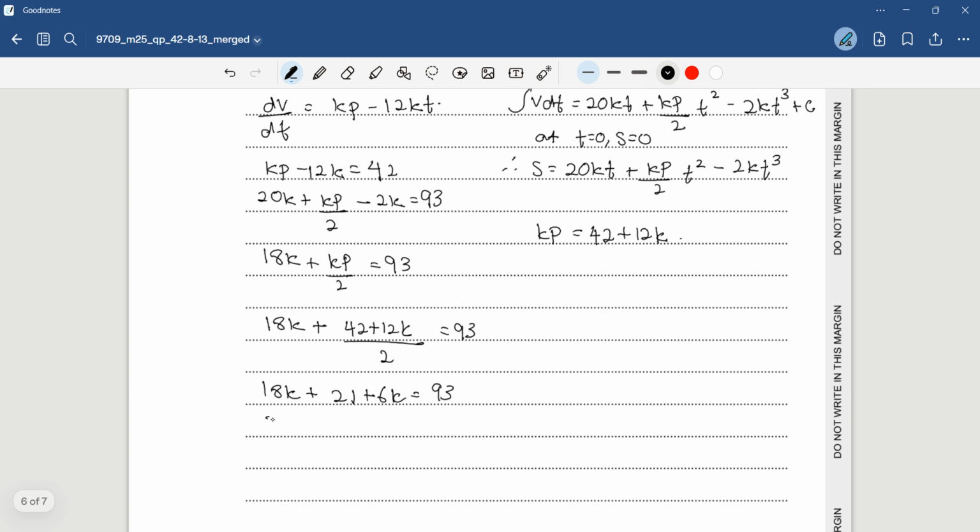Therefore, 24k equal to 93 minus 21, which is 72. Therefore, my k is equivalent to 3. So from here you can find your p: 3p equal to 42 plus 12k. Therefore, p will be 6. So my final answer: k equal to 3, p equal to 6.